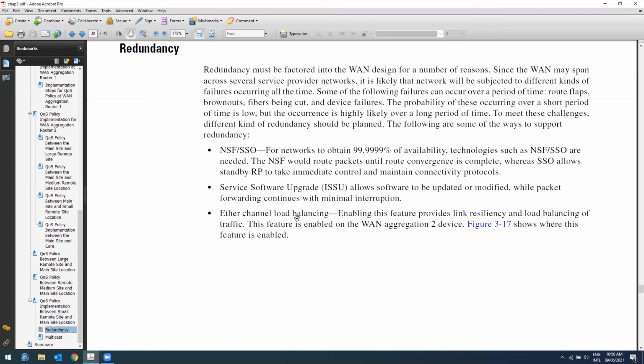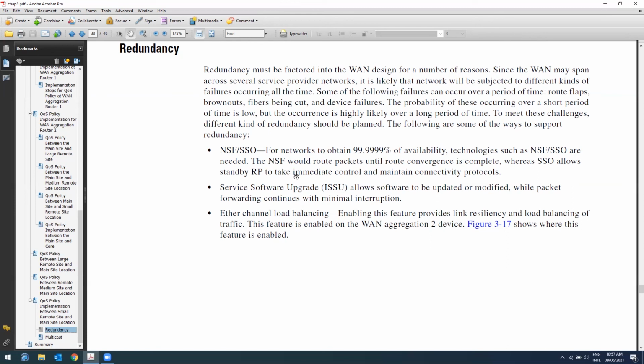To meet these challenges, different kinds of redundancy should be planned. The following are some of the ways to support redundancy. So you have NSF or SSO for networks that require 99.9999% availability. Technologies such as NSF or SSO are needed. NSF would route packets until the route convergence is complete, whereas SSO allows the standby RP to take immediate control and maintain connectivity protocols. And then software upgrade, like ISSU, allows software to be updated or modified while packet forwarding continues with minimal interruption.